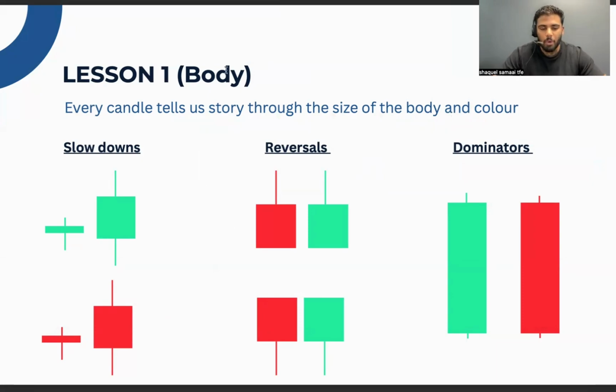Lesson number one is the body, guys. Every candle tells us a story through the size of the body and color. I broke it up into three simple categories for you guys. We have slowdown candles, we have reversals, and then we have dominators. Now, understand that dominators are the ones that basically tell us, boom, buyers have taken control. Boom, sellers have taken control.